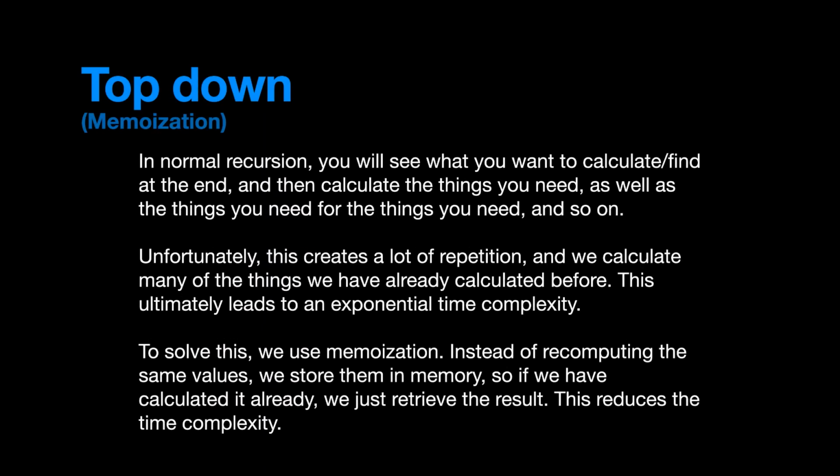Top-down or memoization. So in normal recursion, you'll see what you want to calculate or find at the end, and then calculate the things you need for that, as well as the things you need for the things that you need for it, and so on and so on. And unfortunately, this creates a lot of repetition, and we calculate many of the things that we already calculated before, and this ultimately leads to an exponential time complexity. This is really bad because this increases the time taken for the code to run.